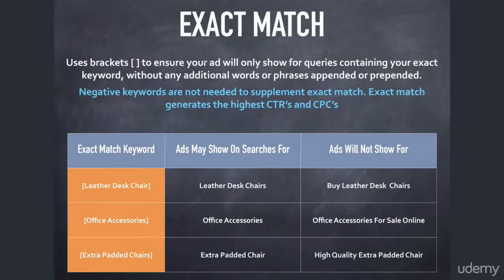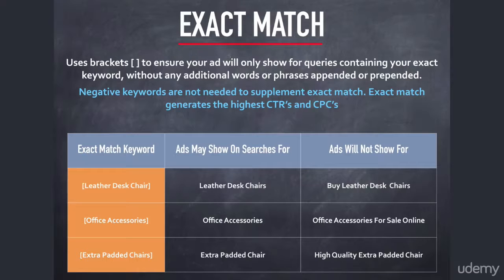The exact match keyword match type is the most precise and the most controlled match type Google AdWords offers, and it totally eliminates the need for negative keywords for exact match keywords. Keep that in mind. When I say exact match keywords eliminate the need for negative keywords, that's specifically referring to the exact match keywords you have in your account.